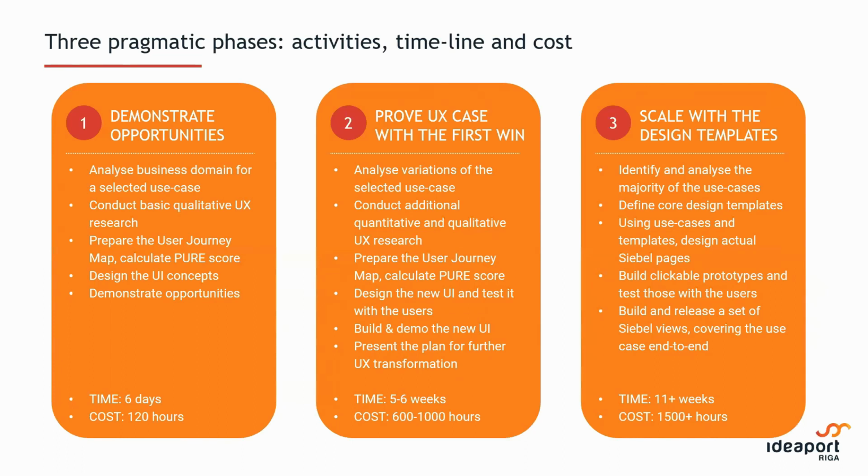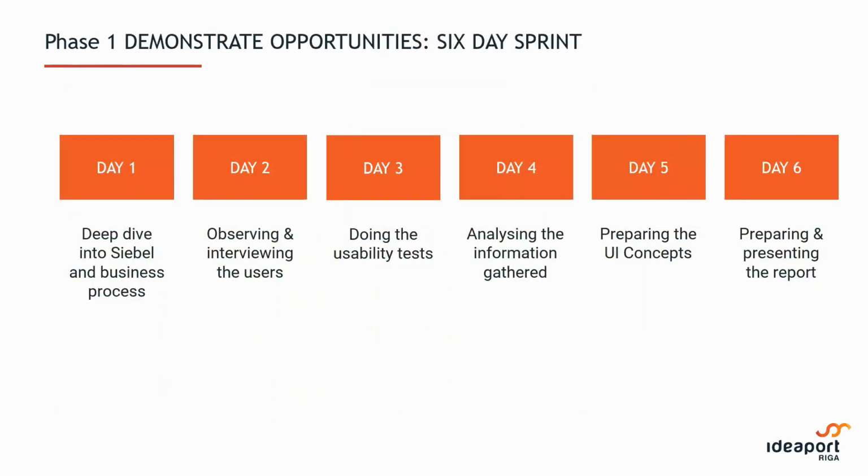Also, how much time it could take and the cost in hours. This is an example. As a last point for this webinar, as we promised, we want to give you the plan for the first transformation phase. This first transformation phase is to demonstrate opportunity, and we also call it the 6-day sprint.